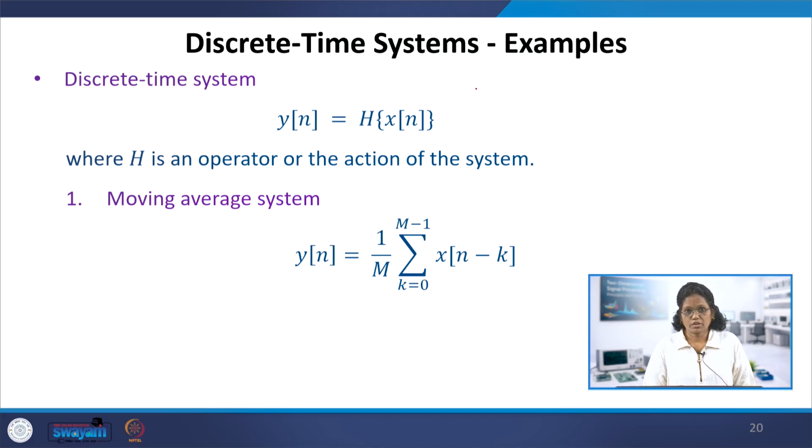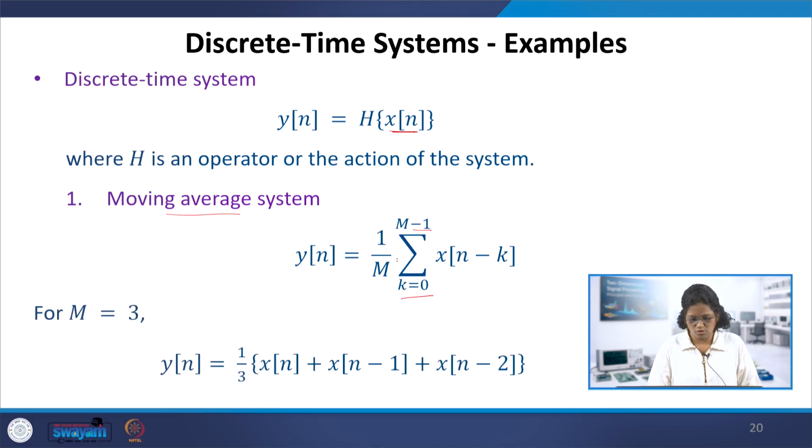Coming to some examples of these systems, like the discrete time system, y of n equals H acting on x of n, where H is the system operator. So what is y of n here? Likewise we can take some systems. For example, the moving average system, which is very common for finding the signal average. The system obeys this equation: y of n equals 1 by M, summation k varying from 0 to M minus 1, x of n minus k. That means k varies from 0 to M minus 1.